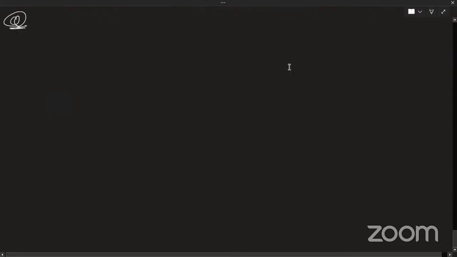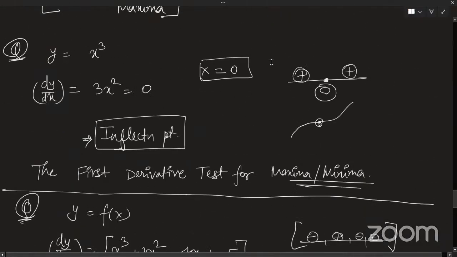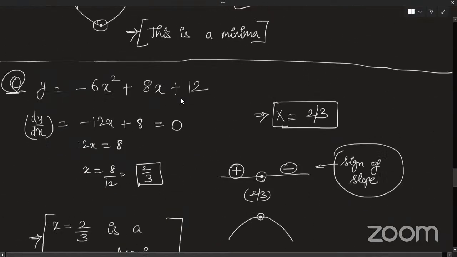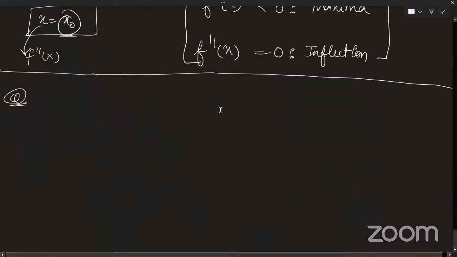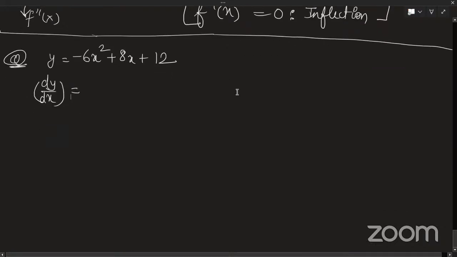Or we should do it through earlier problems only. Okay, so I will do it through this problem. So tell me, what is its dy by dx? Manoj will tell me. Manoj, tell me, dy by dx, quickly. Minus 12x, we just did it. Yes, plus 8. Okay, now tell me its second derivative as well.